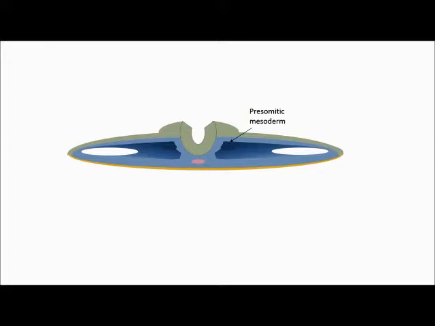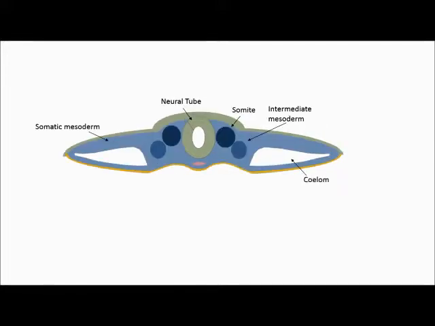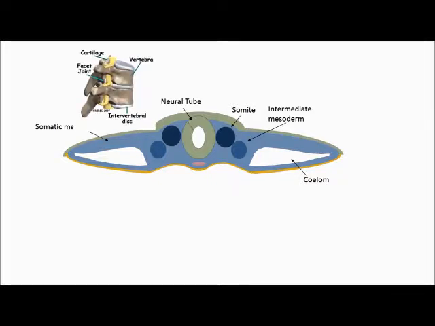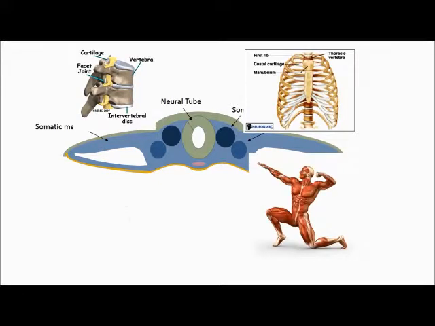The paraxial mesoderm is what segments to form somites. Somites drive the differentiation into the cartilage of vertebrae and ribs, muscles, tendons, and the cellular sheath of the spinal cord. The differentiation depends on the cells placed in the somite.